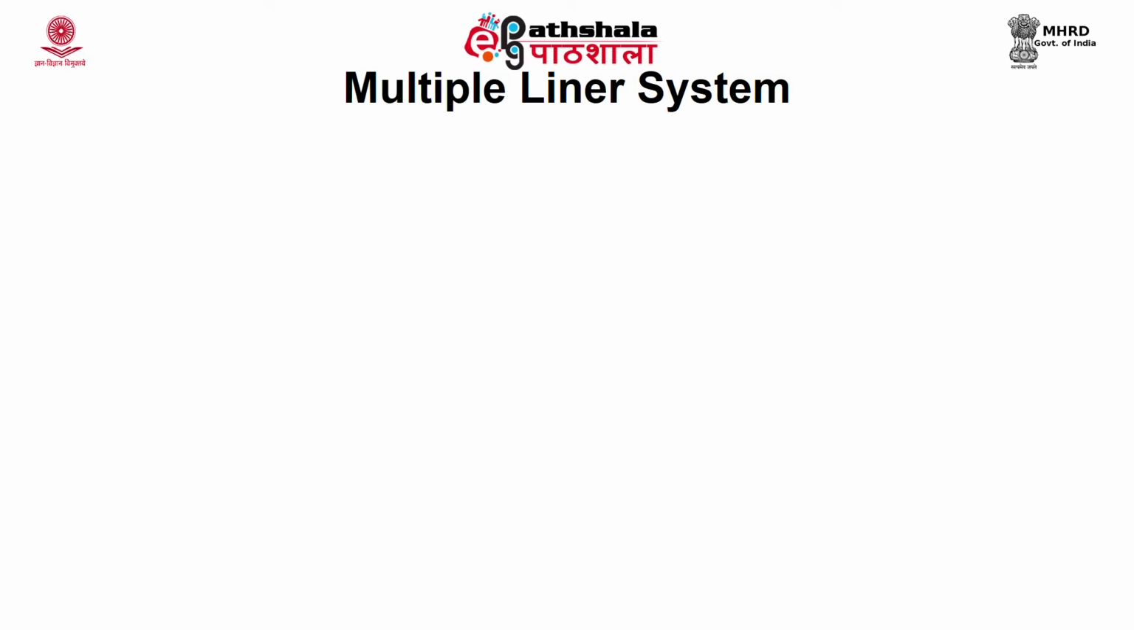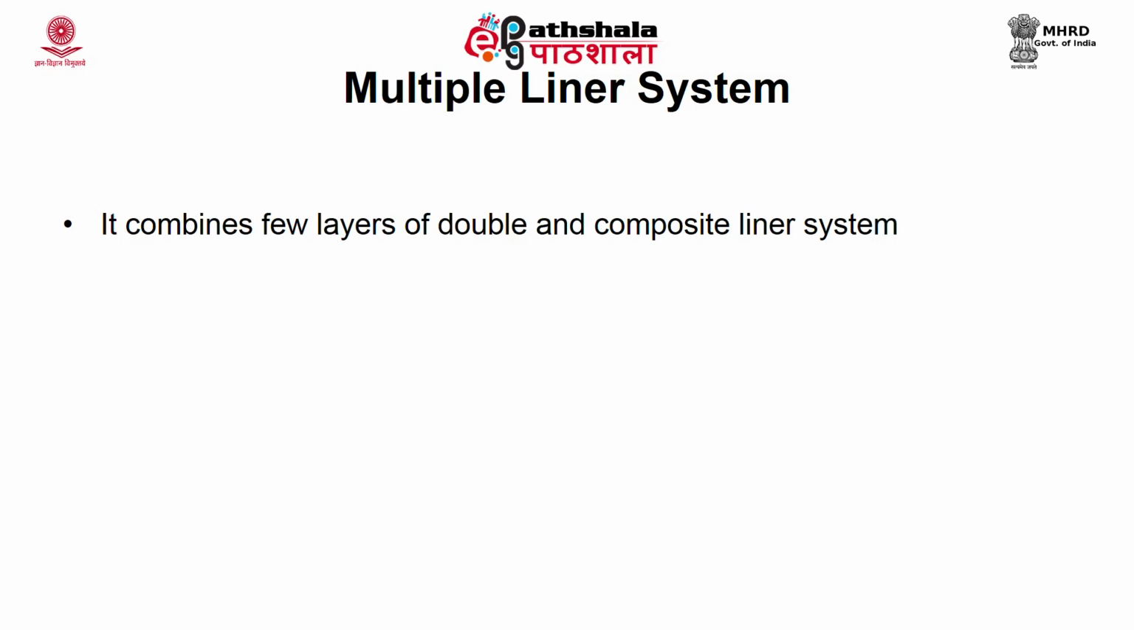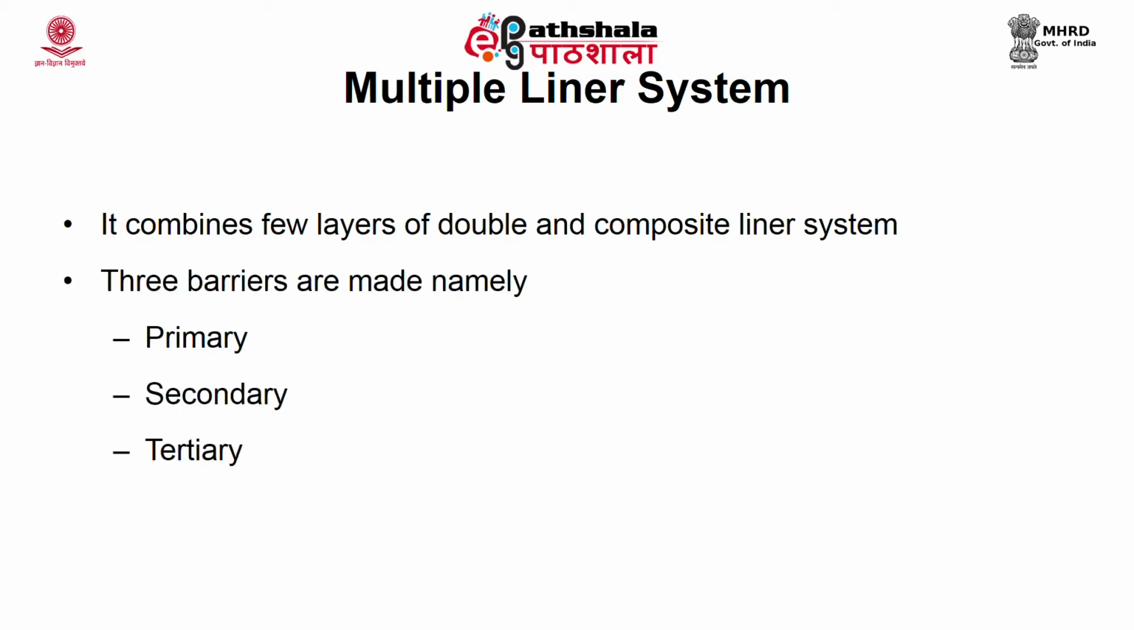The next type of liner system is a multiple liner system. It consists of a few layers of double and composite liner system. It is a combination of double and composite liner system. Here you have 3 barriers. In a double liner system you have 2 barriers with an intermediate drainage system for the collection of leachate and gas, and in a composite liner system again you had 2 barriers. Here you have 3 barriers, which is primary, secondary and tertiary.